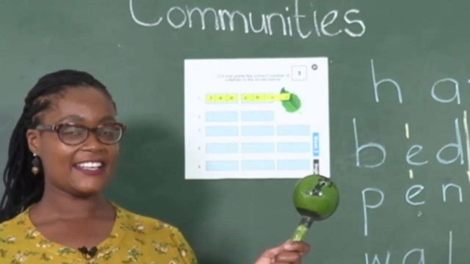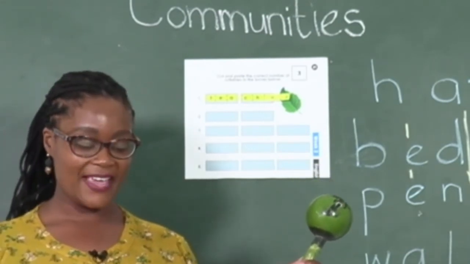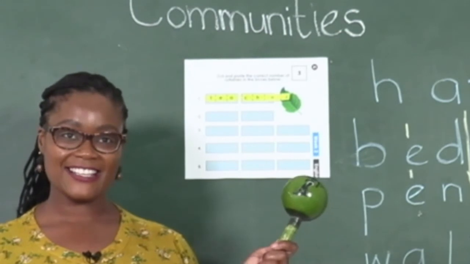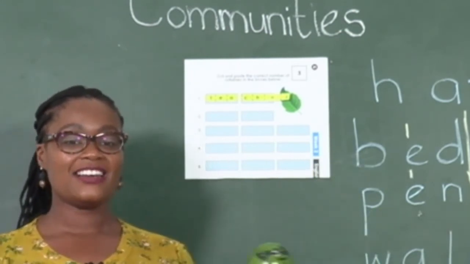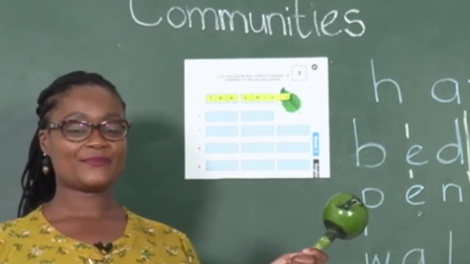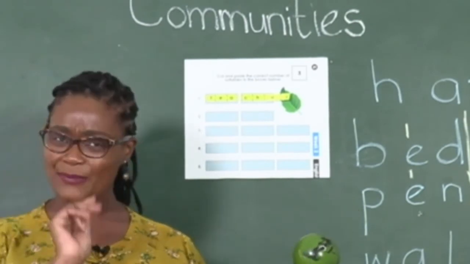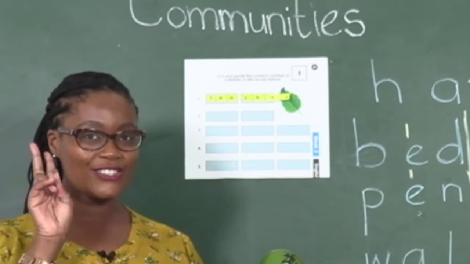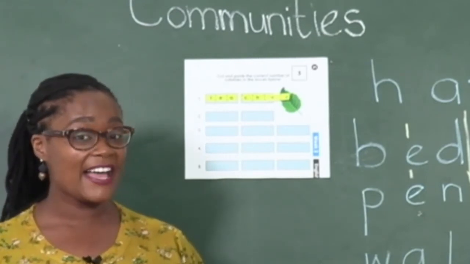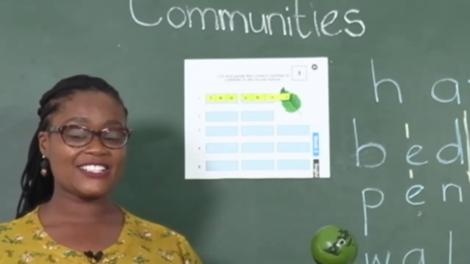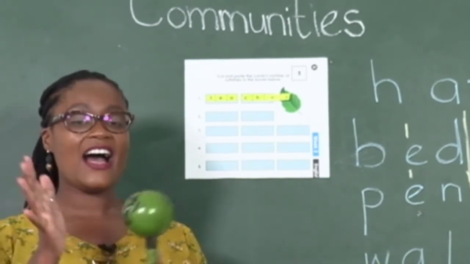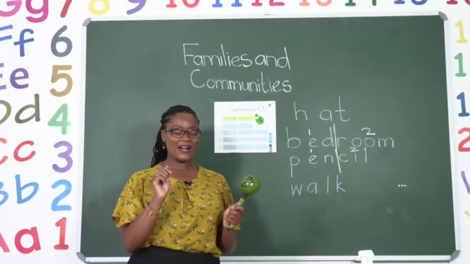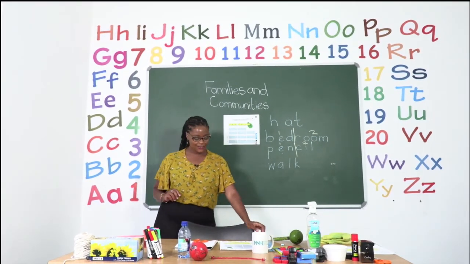Let's see if it's classroom or classmate. It is classmate. So let's try again. Classmate. How many syllables did you hear that time? I heard two. What did you hear? Okay, let's try again. Classmate. Well done. It is two.